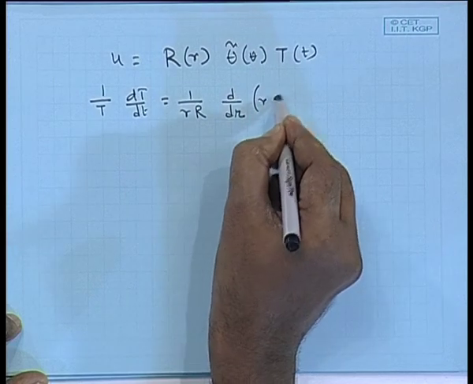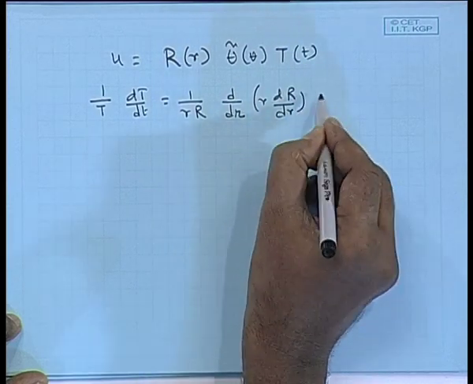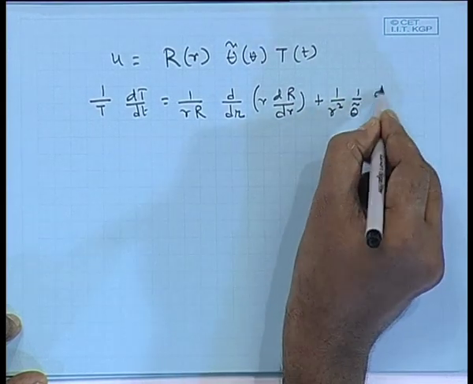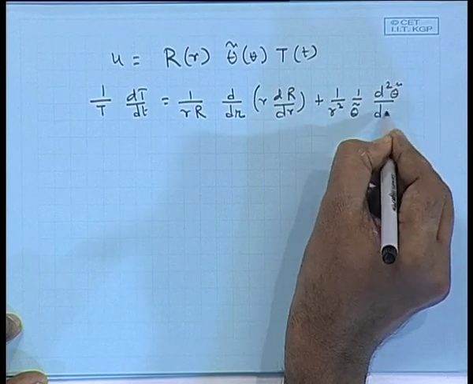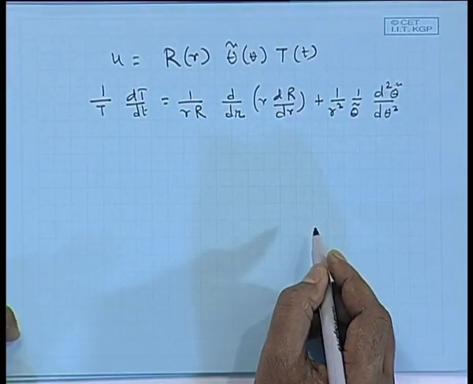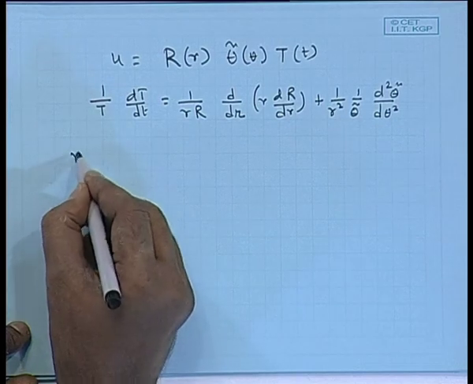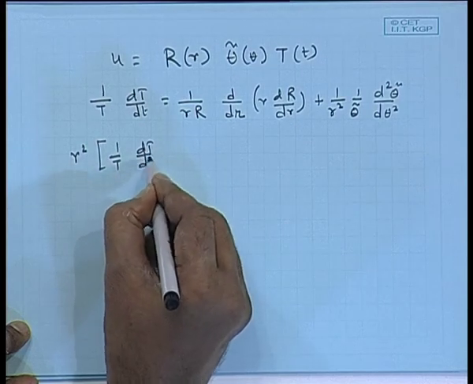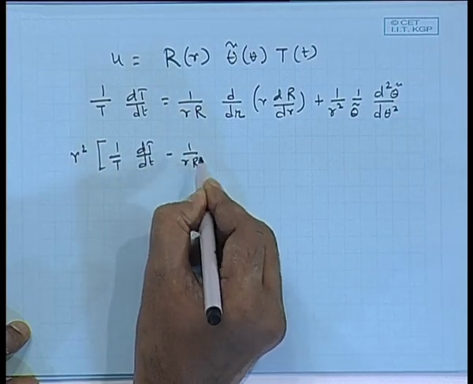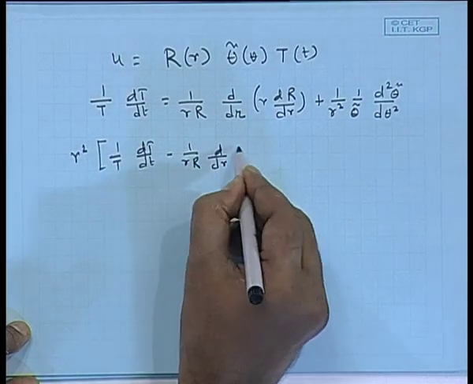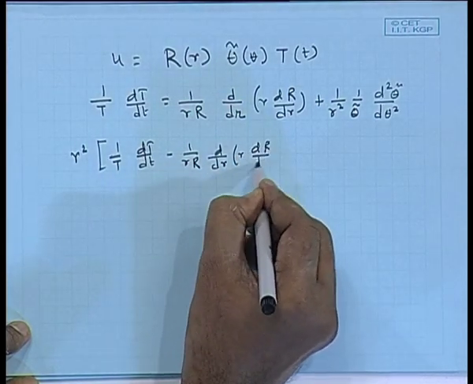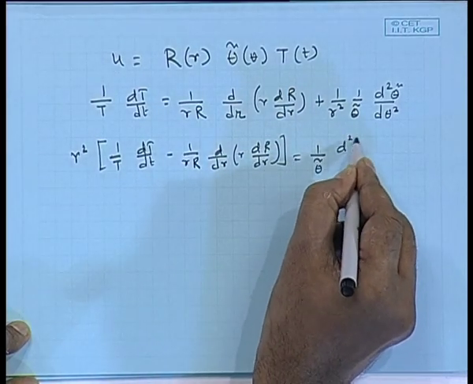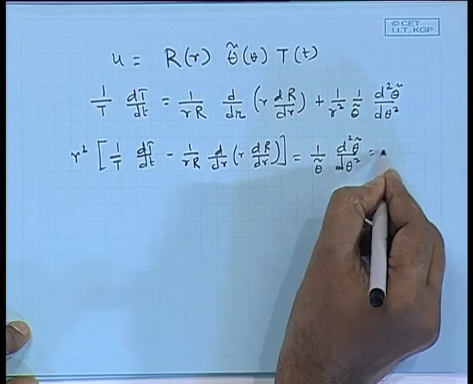1 by r d/dr (r dR/dr) plus 1 over r square 1 by theta hat d square theta hat d theta square. Okay. Now, change over the side: 1 by T dT/dt minus 1 over r d/dr (r dR/dr) 1 by theta hat d square theta hat d theta square is equal to a constant.